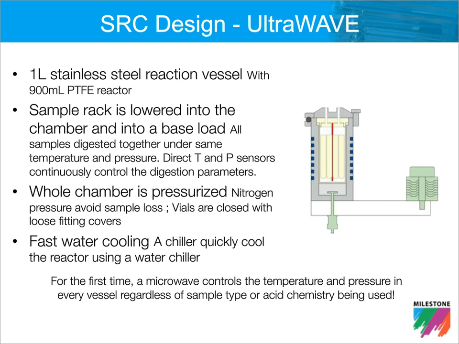Another key concept with SRC is that before the start of the run, the whole chamber is pre-pressurized with nitrogen. What this allows us to do is use very easy to use vessels with simply loose fitting covers. By pre-pressurizing, we immediately raise the boiling point of the reagents on the inside, which allows us to avoid both sample loss as well as loss of traditionally volatile elements, mercury, arsenic, etc.